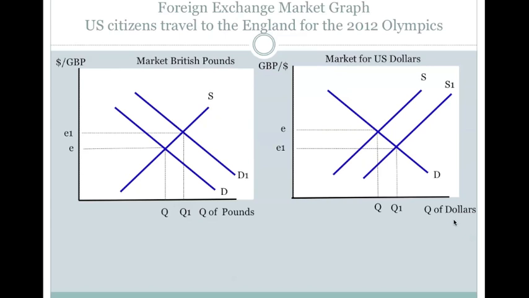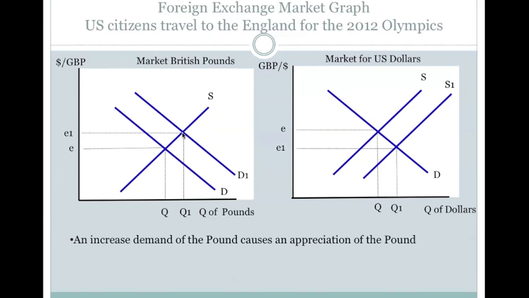Okay, so what do we call it? Well, over here, when the US demanded more British pounds, this brought the value of the pound up. That's called an appreciation. Over here, when the US consumers flooded the market with the supply of dollars, this brought the value, or the price, of the dollar down. That's called the depreciation of the US dollar. So we can see connected here, both of these graphs, a representation of trade and how that affects the value of currency.